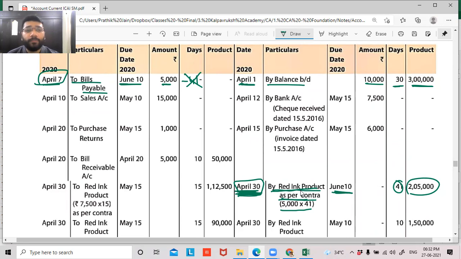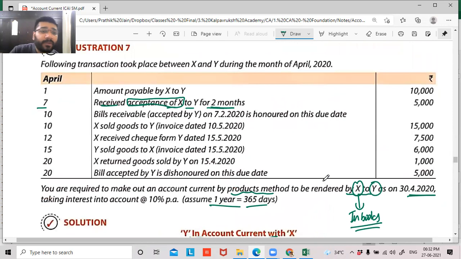Tell me, yes or no? Yes, sir. So we've done 2 transactions, guys. Third one, April 10th is the transaction date. Bills receivable accepted by Y on 7th Feb 2020 is honored on this date. What is the journal entry for this? Bills receivable is honored. Whatever the bills receivable was accepted by Y, it was honored. What will be the journal entry? Bank to bills receivable. Bank account debit, money is coming in, and bills receivable account is getting closed.